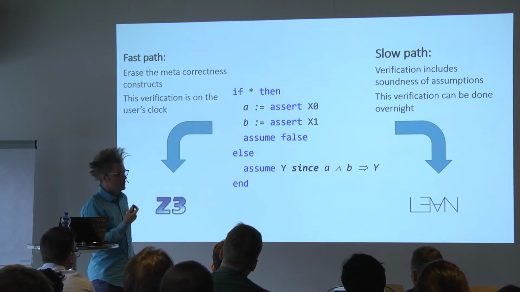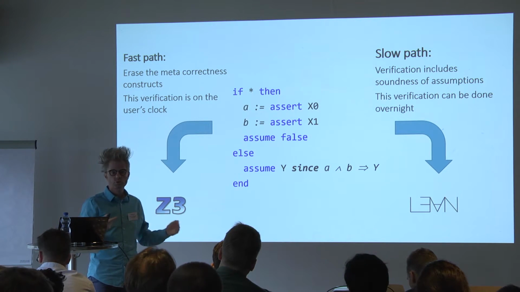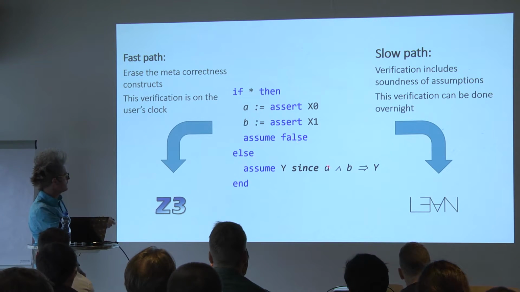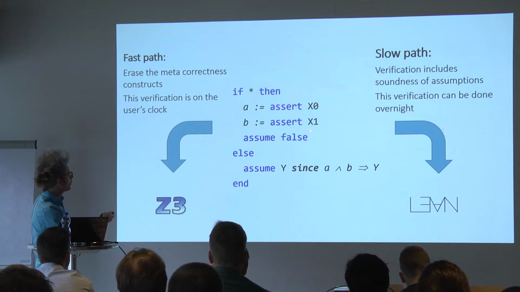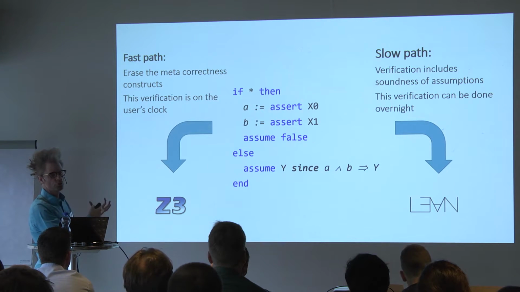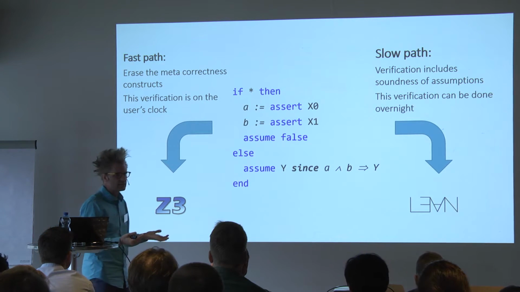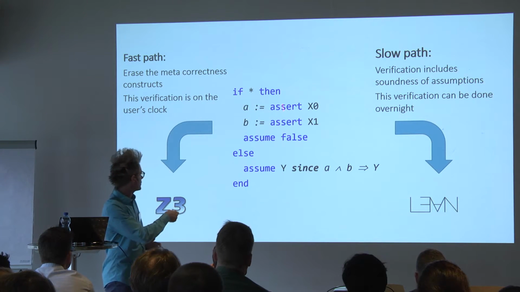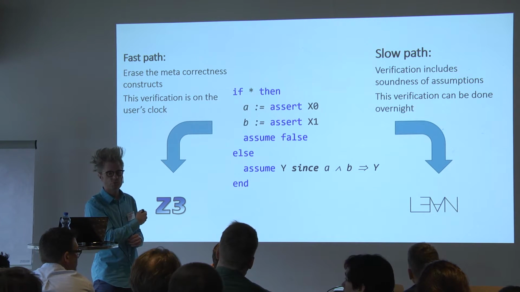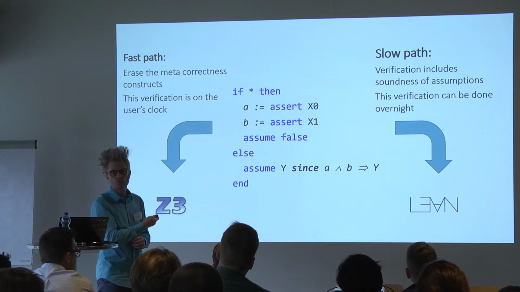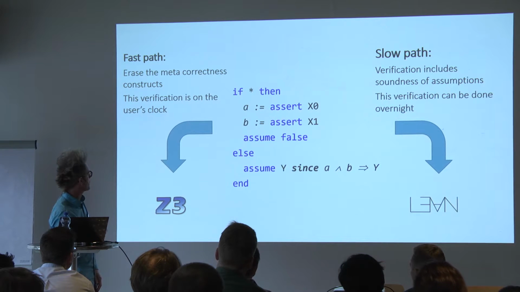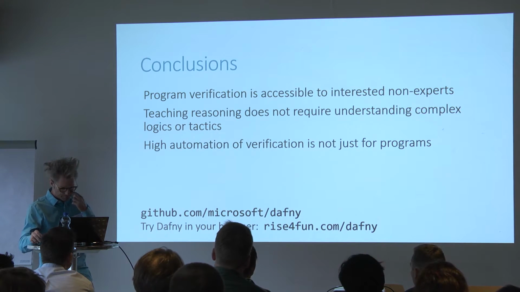Okay, so the point of having this dual encoding is that you can erase all of the italic stuff and go the fast path, because that's on the user's clock, that's when it has to be fast. You would expect that the verifier is probably correct in many cases, and so that's a fine thing to do. Then overnight you can run the certified thing, and it probably won't take that long either, but if it does, it's okay. Okay, so let me conclude.